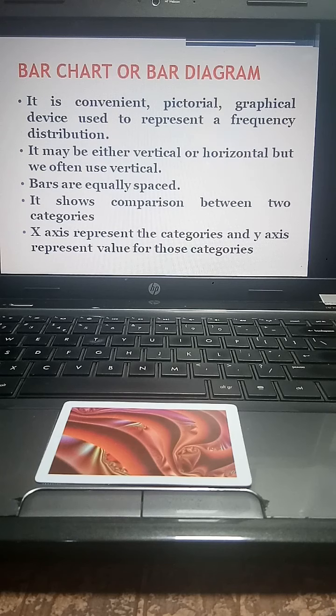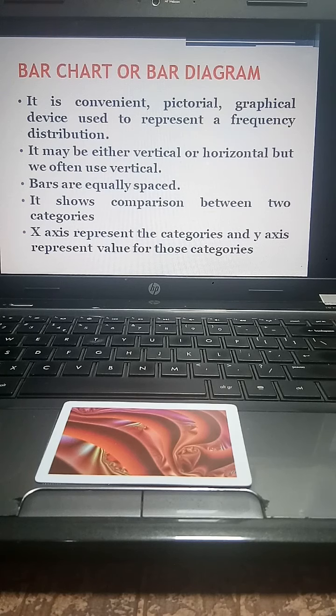We can show the bar graph either in a vertical order or in the horizontal order. Most frequently it is presented in the vertical bar, and the bars are equally spaced, and mostly where we are using the bar chart, it helps to show the comparison between two categories or more than two categories. So it shows the comparison.